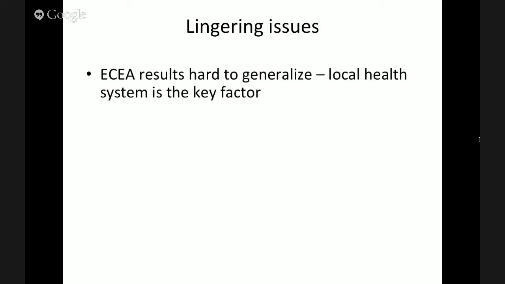Having said all these things, there are a few lingering issues. First of all, ECEA results are hard to generalize and compare between settings, because they're contingent on local health system structure. So the effects you might have around salt in South Africa would maybe be different in Argentina, or a country that has a higher or lower proportion of out-of-pocket payments around cardiovascular disease.